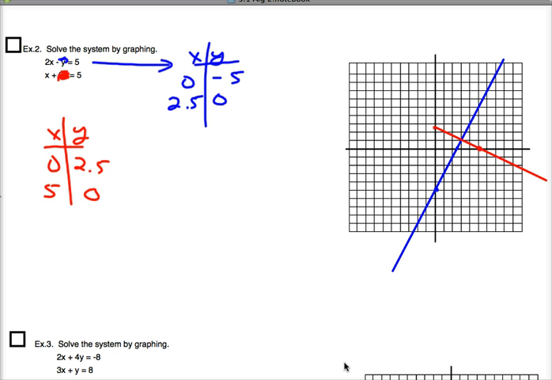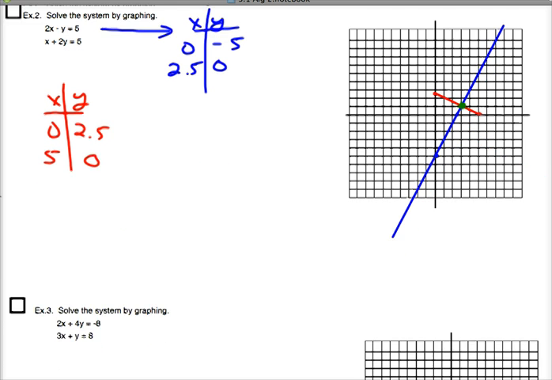What I'm trying to identify is where they cross. And these look like it crosses at a very nice spot. It crosses at 3, 1. X is 3, y is 1. We think x equals 3, and we think y equals 1. Well, now you need to plug that in just to verify that that works for both.